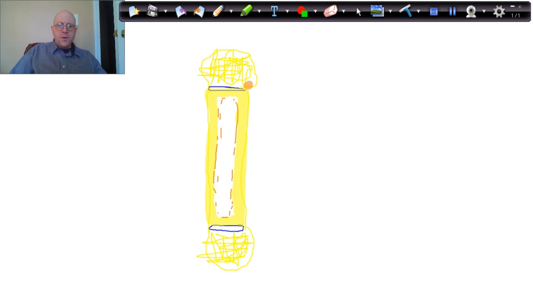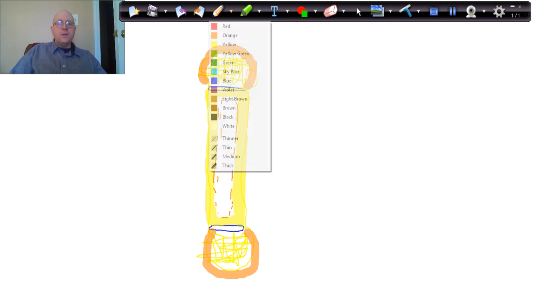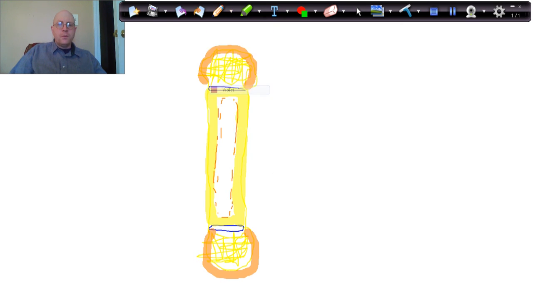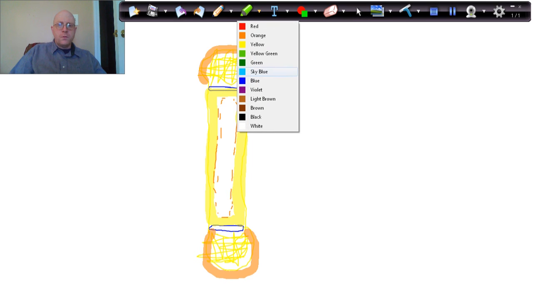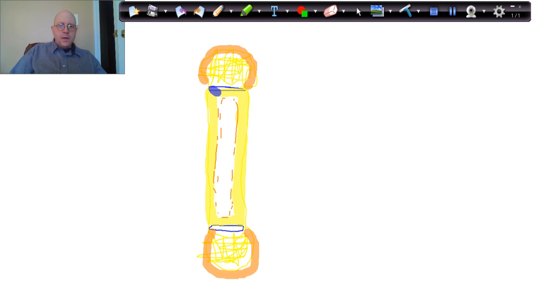Alright, so compact bone on the outside. Wrong color, but whatever. Compact bone on the outside, spongy bone on the interior, and the only cartilage that remains now is this stuff right here that lies between the epiphysis and the diaphysis. And that region right there is called the epiphyseal growth plate.